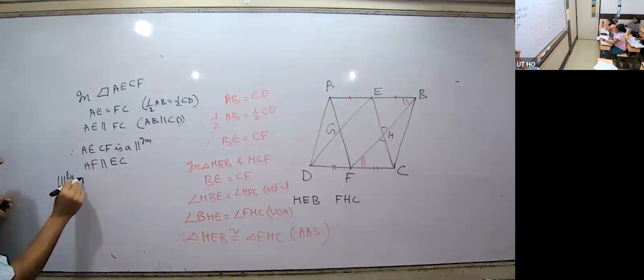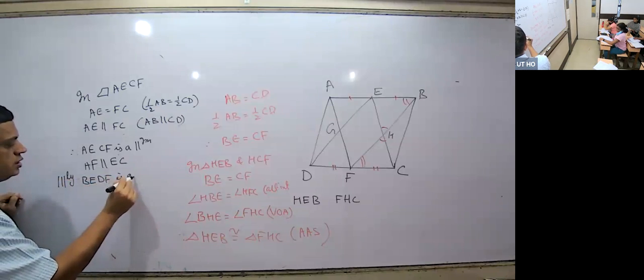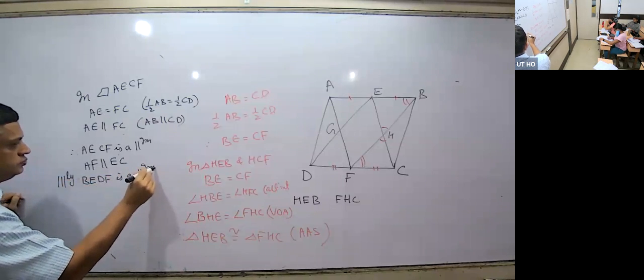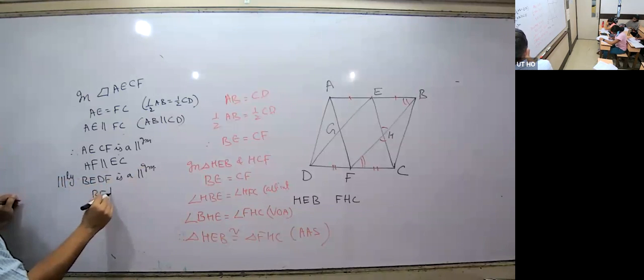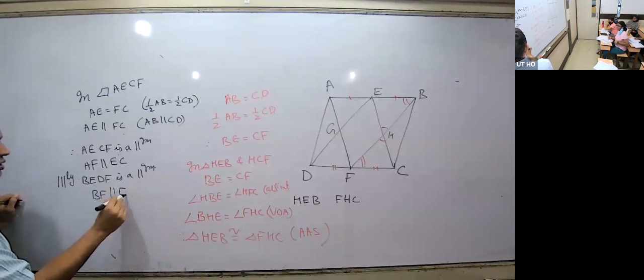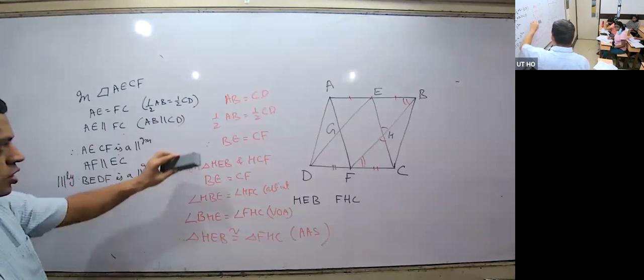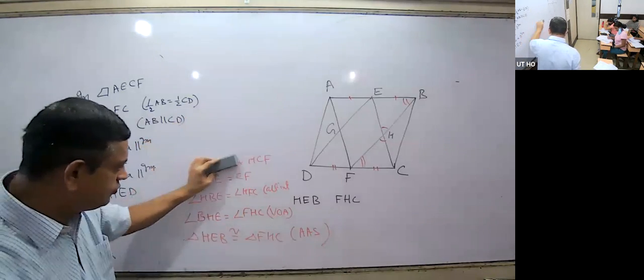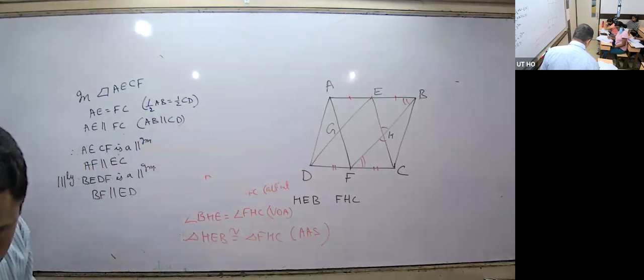BEDF is a parallelogram. Therefore, DF parallel to BE. Okay, now this much is clear, all of you? Yes. Dania, you have followed this much. Okay. Next, what are the rules of parallelogram?